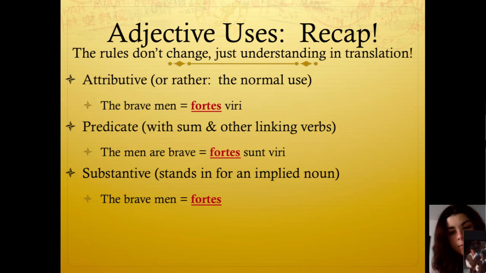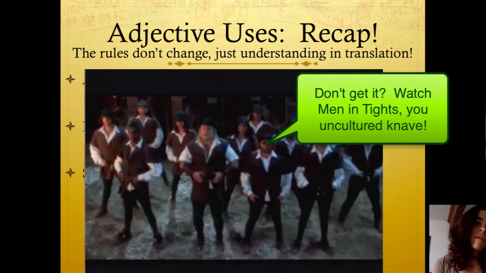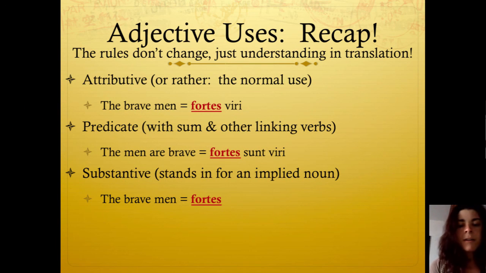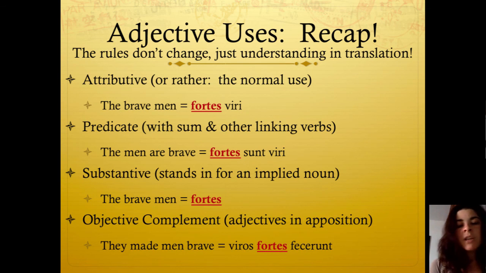Then you have the substantive, which stands in for that implied noun. So if I'm feeling a little lazy and I just want to say fortes instead of fortes viri, maybe I'm running out of room on my paper, so I could just write fortes, and I would understand that means brave men or people. The objective complement. This one, we've seen it, you've done it, we just haven't placed a name to it yet, and that is when you have adjectives that are used in apposition. So, they made men brave. So, fecerunt fortes viros. They made men brave.